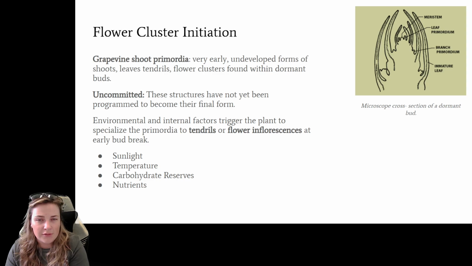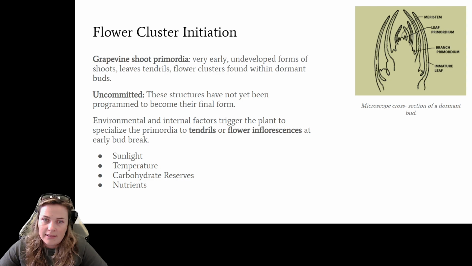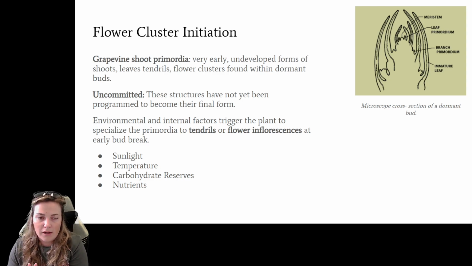So very interesting thing. Here's a cross section of what that kind of primordia looks like. So this is a dormant bud. The primordium is right here at the very, very tip. So they're uncommitted cells, they're unprogrammed, and whether or not they are programmed to become a tendril or a flower really depends on a number of things like sunlight, temperature, carbohydrate reserves, and nutrients.